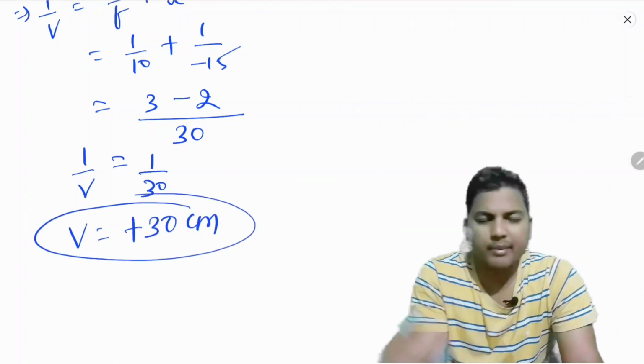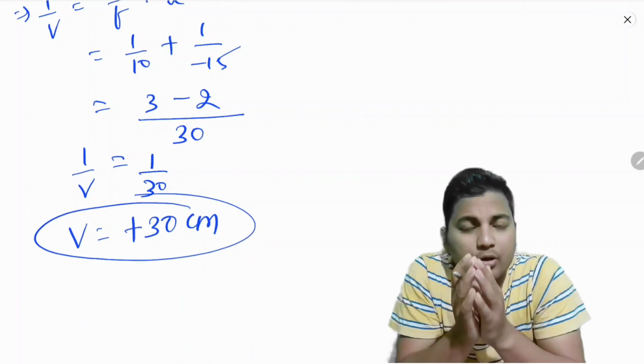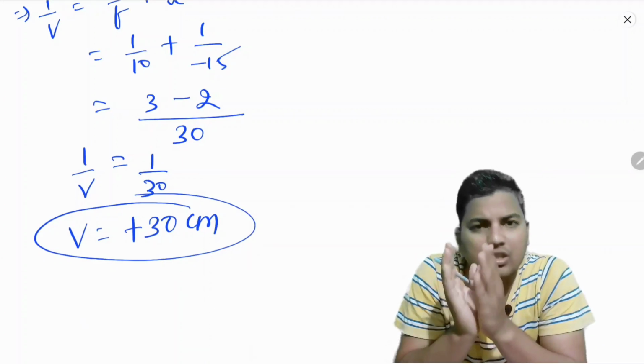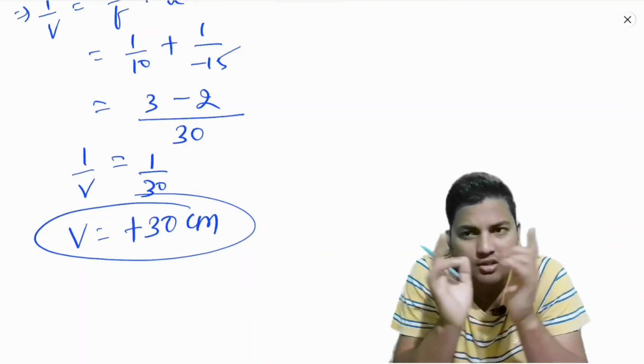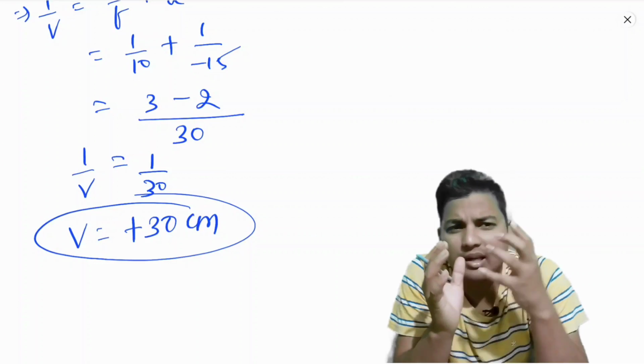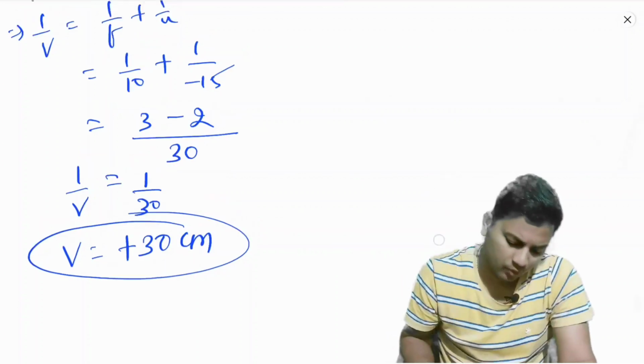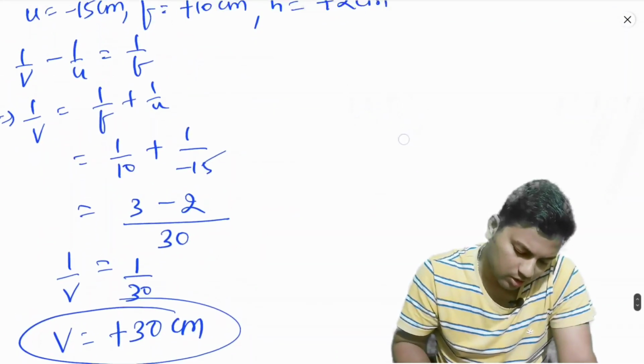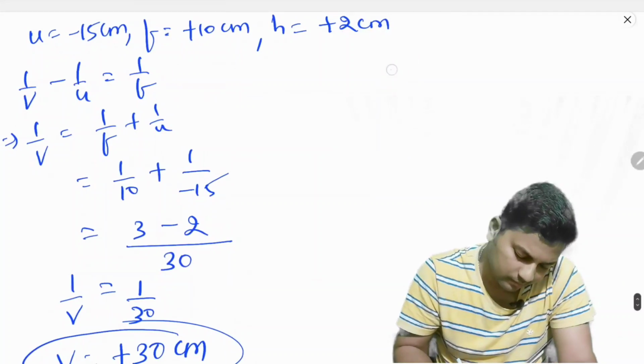Clear? This is our image distance, and obviously we know that we will be getting the image towards the right of the lens. Just think one thing: if we have to draw the lens system, how would we draw it? So look here, I will do it. Just look at it.